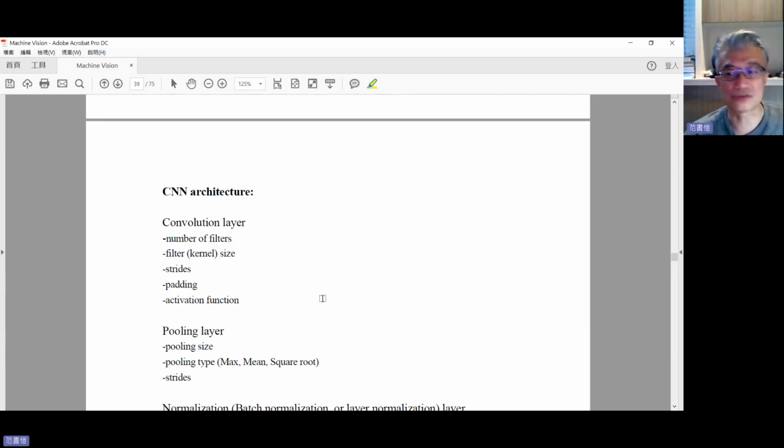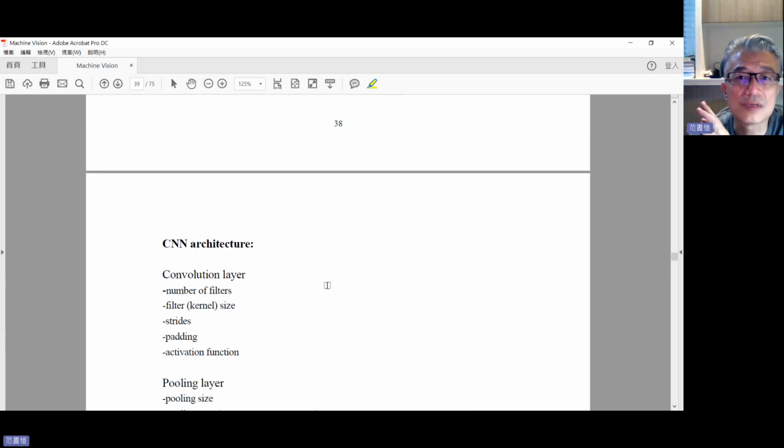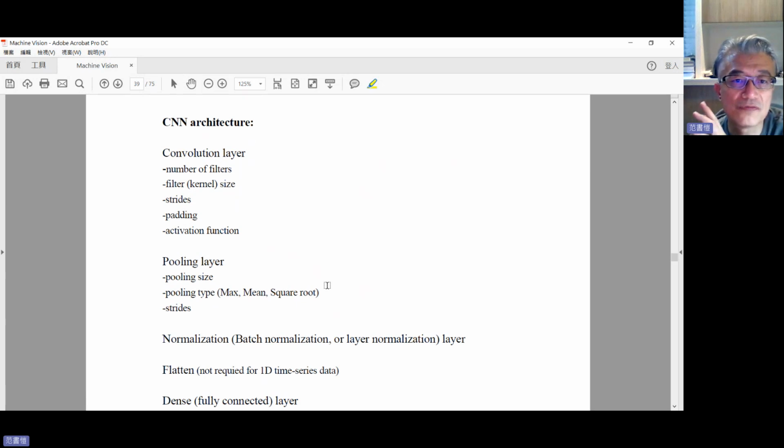And the CNN structure. Typically it consists of the convolution layer, where the number of filters should be determined. Then the number of filters, the filter kernel size, and the stride, how you move the kernel, and the padding.